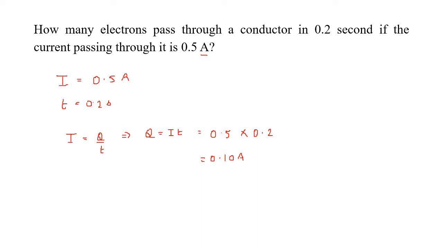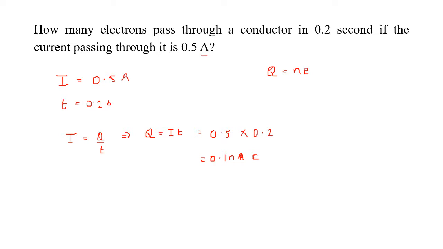Now you have to find the number of electrons passing. So we know Q is equal to Ne. Q gives us the total charge, and we have to find the number of electrons. The charge we got is, sorry, not in ampere, it is in coulomb. Very sorry, it is in coulomb.